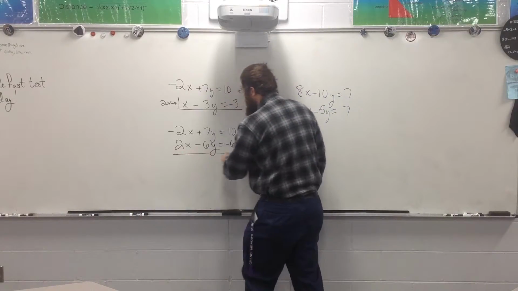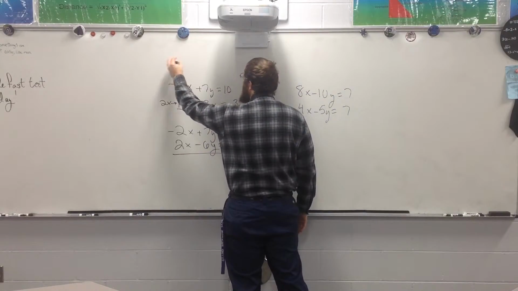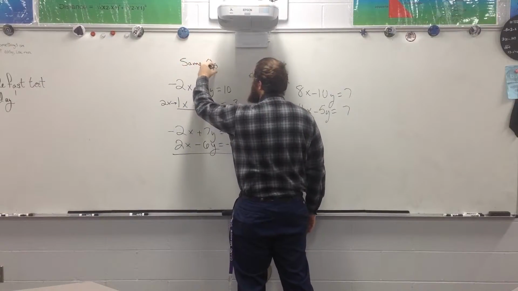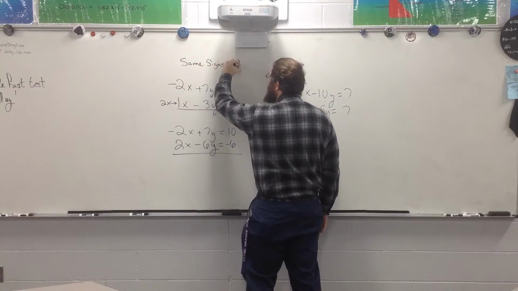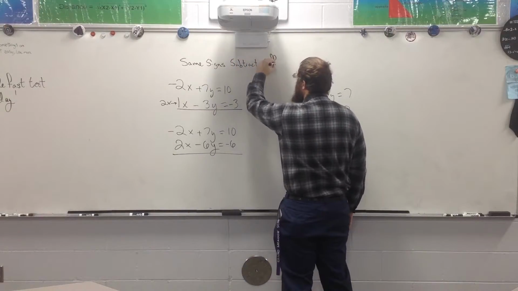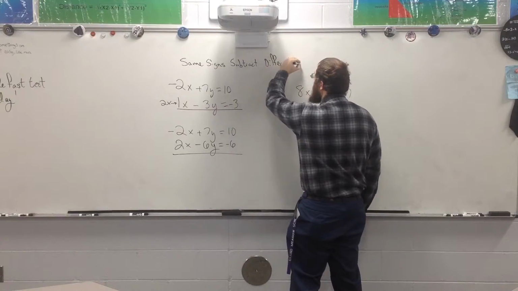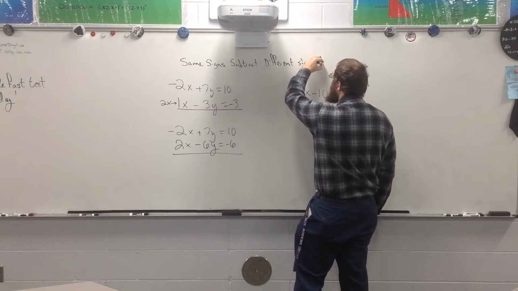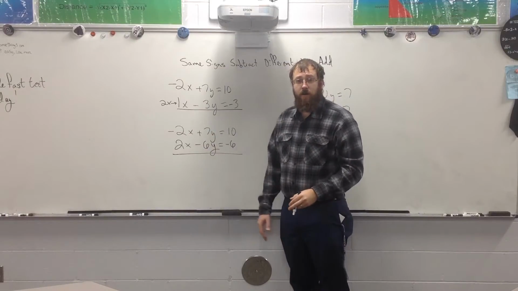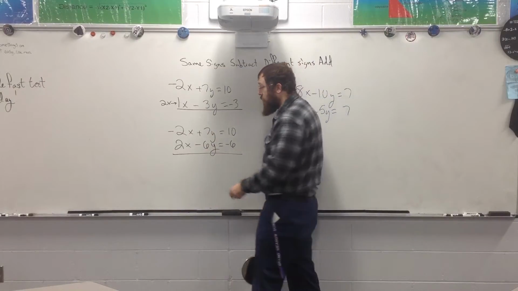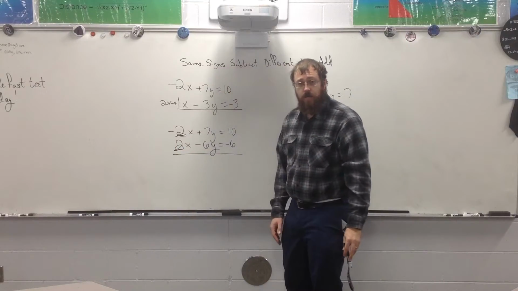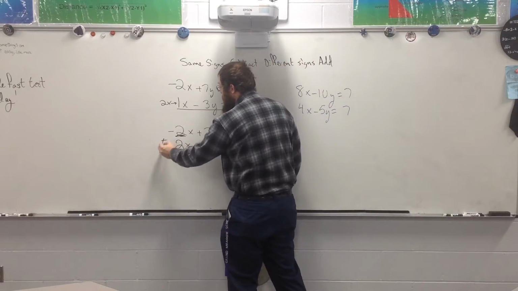Now we can go through the elimination process. So our elimination process says same signs, subtract, different signs, add. So the signs are the same on our 2's, on the coefficient that we've made the same. That's where we're focusing, on those 2's. So we're going to add these two together.